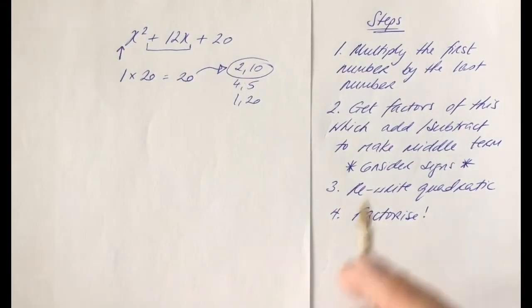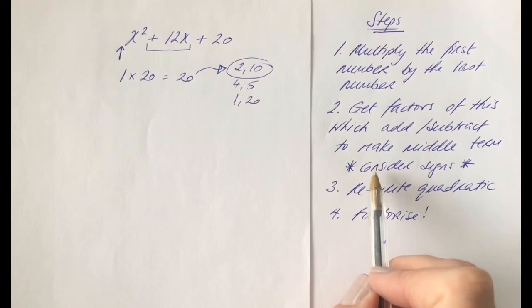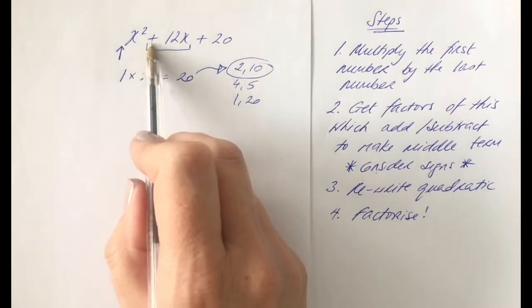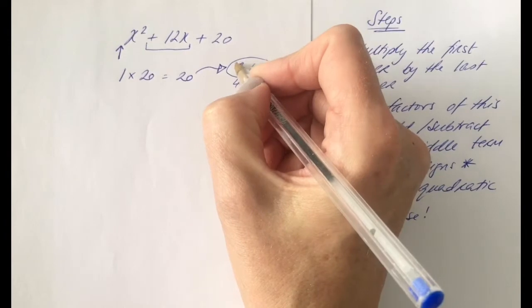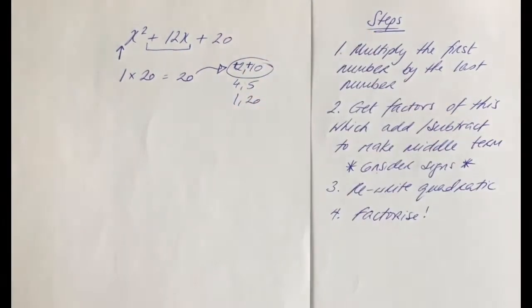And again, consider the signs. It's really important at this stage you figure out what the signs have got to be. To make a plus 12, we're going to need a plus 2 and a plus 10.